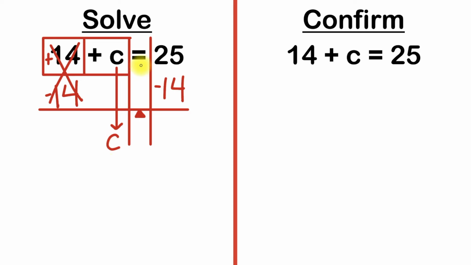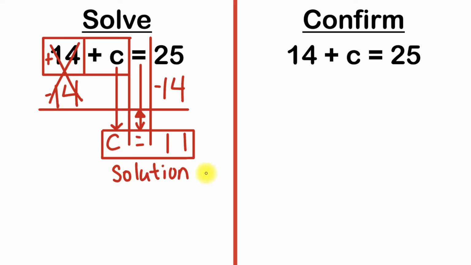I'll bring down the equal sign, and then do 25 minus 14. 5 minus 4 is 1. 2 minus 1 is 1. And that gives me my answer, which is c equals 11. And just in case you don't remember, when we have our answer like this, where the variable equals some value, this is called our solution.